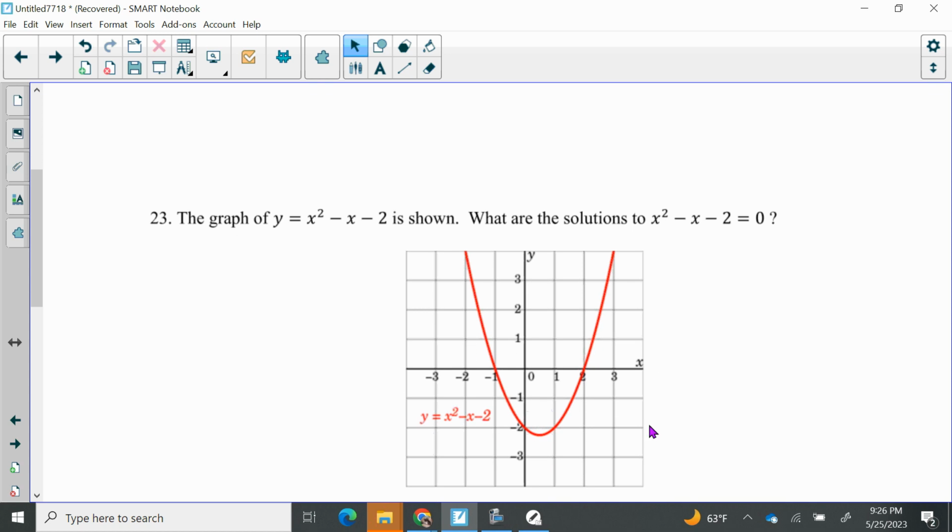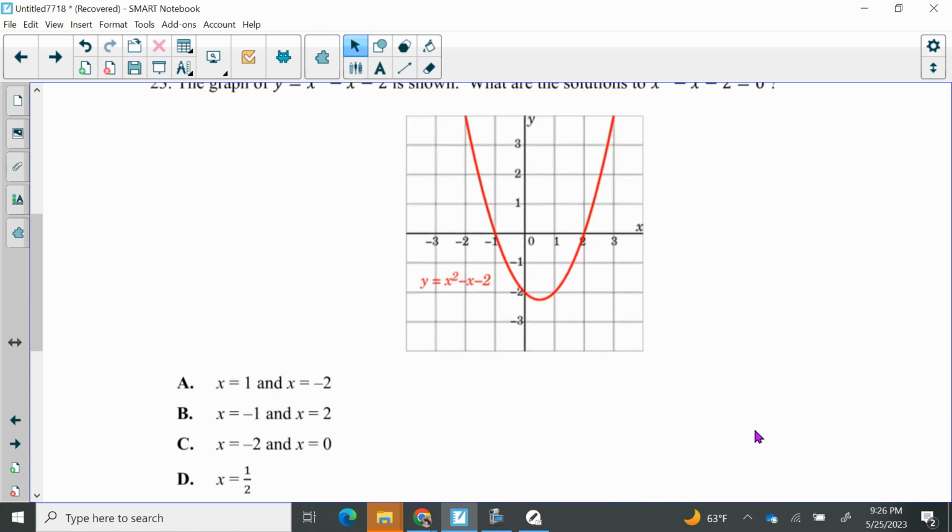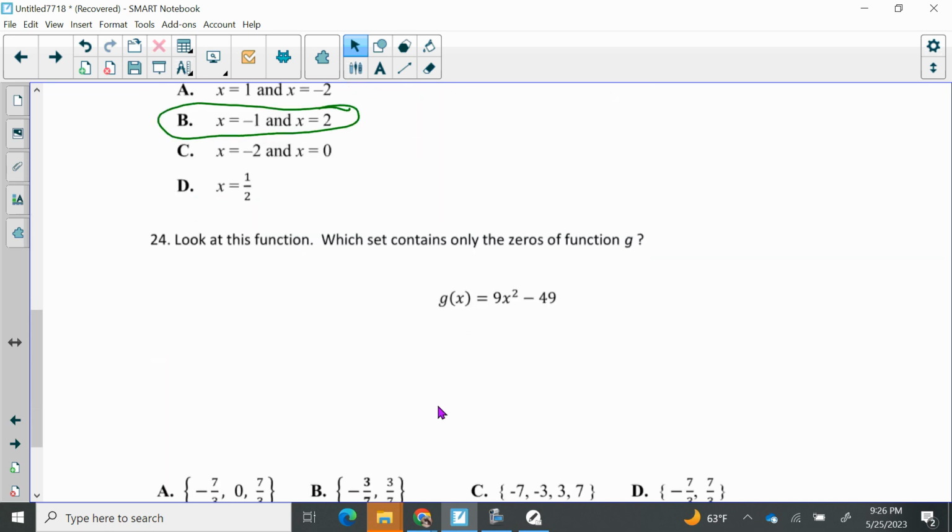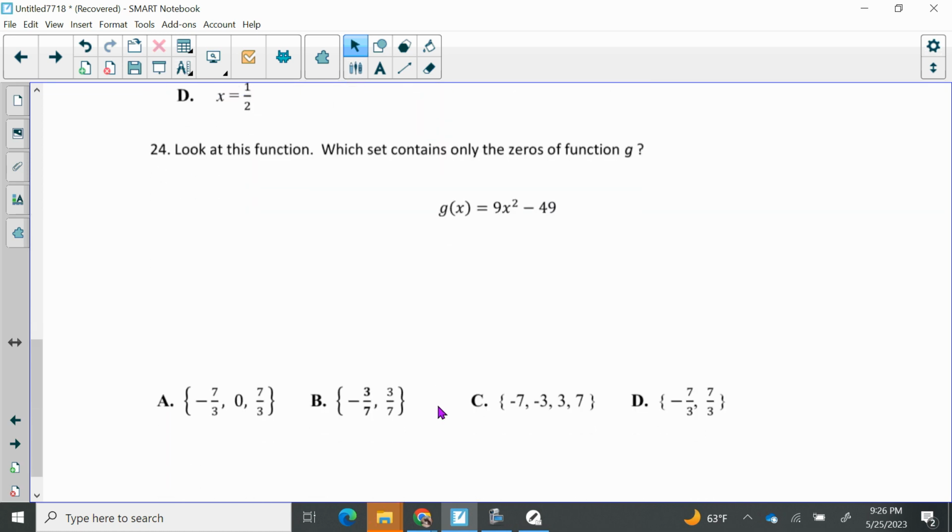Okay, so what are the solutions, guys? Solutions are your x-intercepts, your roots, everything. Okay, so they're all the same thing. So it's 2 and negative 1. Okay, which contains the zeros of this function. Okay, there's actually only two.